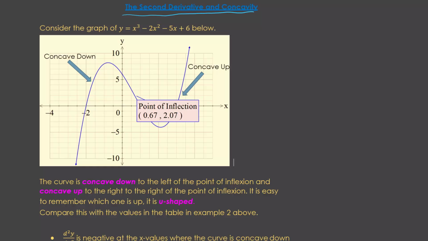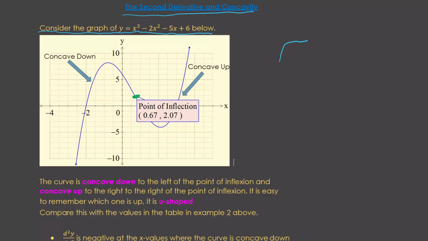The second derivative and concavity. Consider the graph of y is x cubed minus 2x squared minus 5x plus 6 below. So we can see the shape of the graph, and we can see a point of inflection indicated on the graph just here. Now, this is different to points of inflection you've met before.